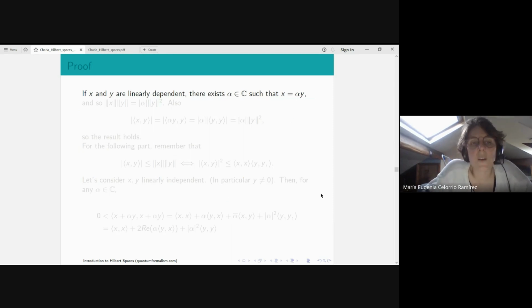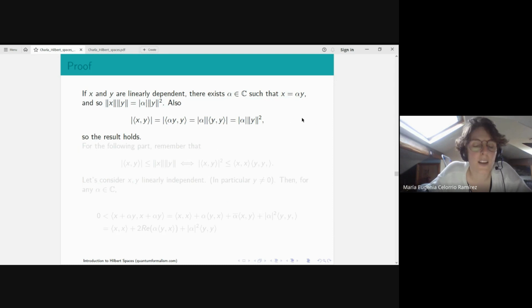So whenever x and y are linearly dependent, this means that there is an element in C, or a scalar, such that one of them can be written as a scalar times the other. So in this case, I'm going to just write that x can be written as alpha times y. So the norm of x is the modulus of alpha times the norm of y, and the norm of y is the norm of y. If we do this, we have this equality really easily.